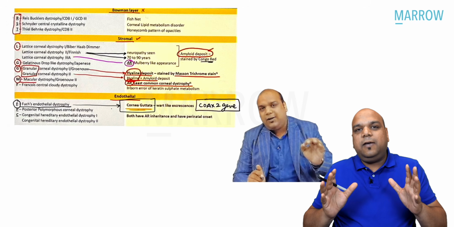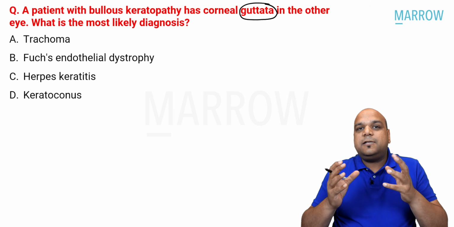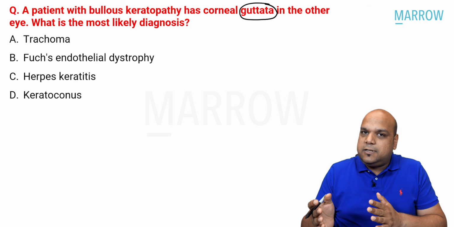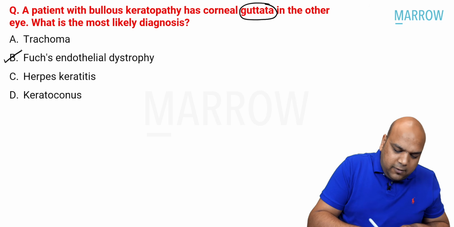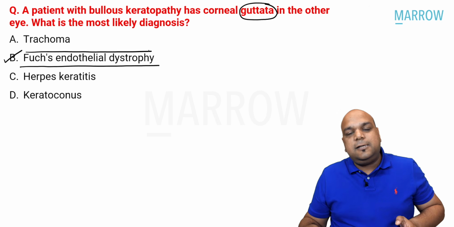Right, corneal dystrophy has been presented to you in this way only, where we have written the keywords because that is what is important to learn, and based on that, questions are asked. So, a patient presents with bullous keratopathy and has corneal guttata in the other eye. What is the most likely diagnosis? Through our teachings, we should have known the answer pretty clearly as Fuchs endothelial dystrophy.